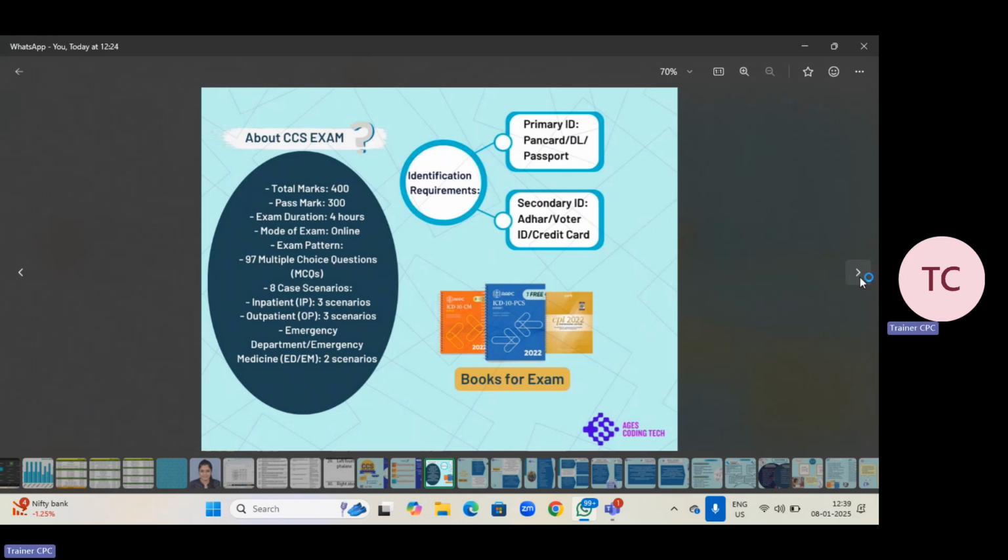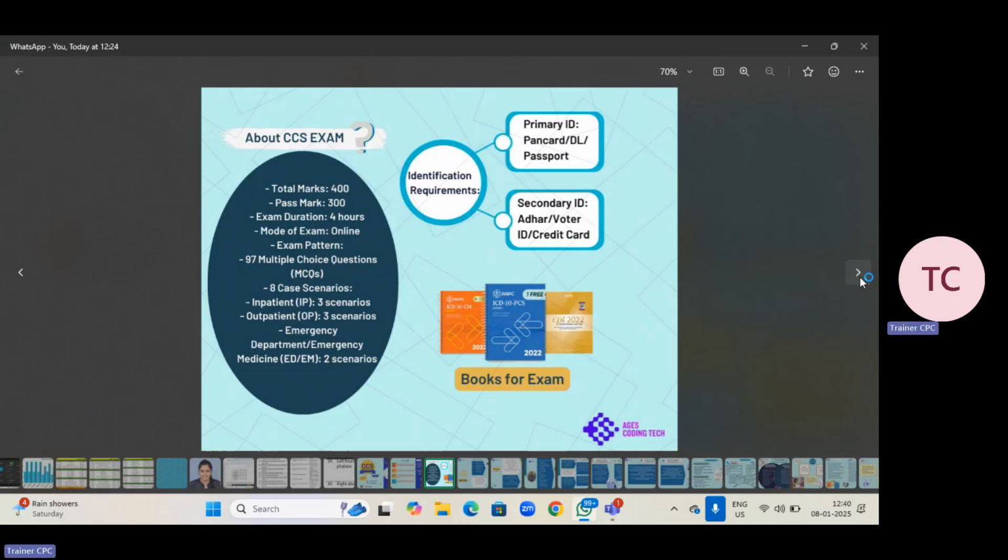Coming to the exam pattern. In this CCS exam, we'll be having 97 multiple choice questions, team. MCQs means there will be a small scenario or paragraph, and under that there will be 4 options, and you are going to select the correct one. In this way, you will be getting 97 multiple choice questions and 8 case scenarios. Coming to case scenarios, which is nothing but a case sheet, the patient case sheet they'll be providing.